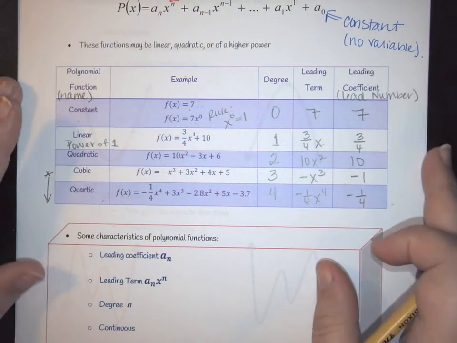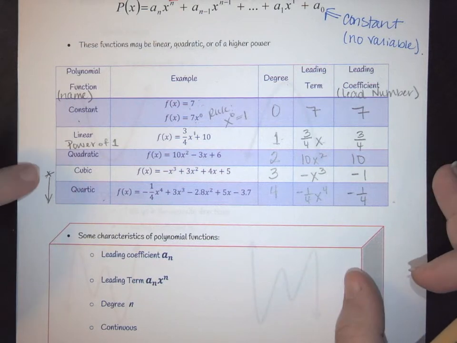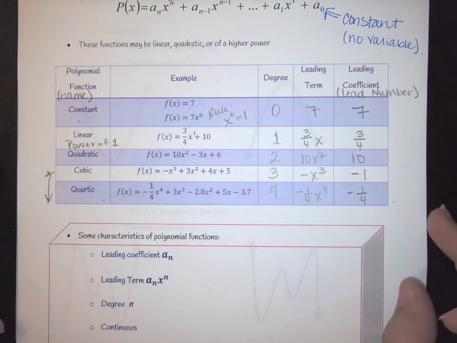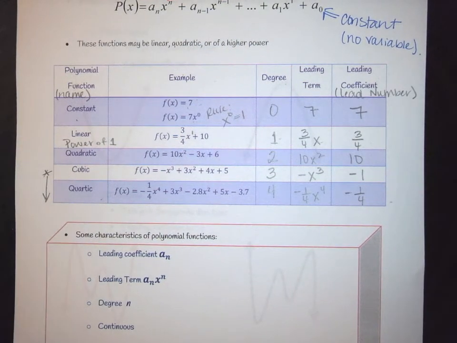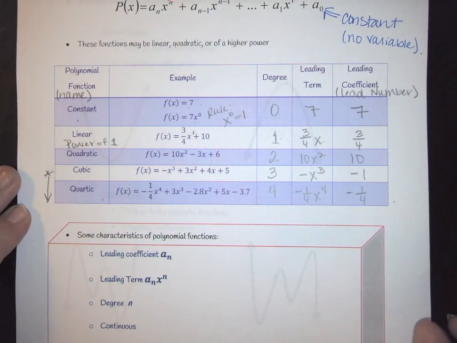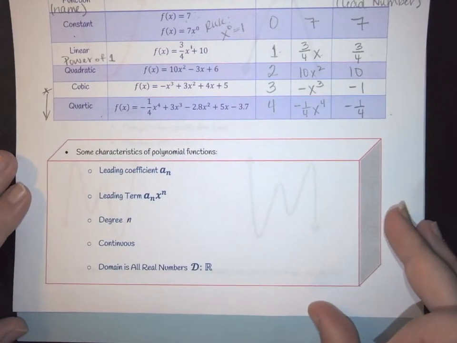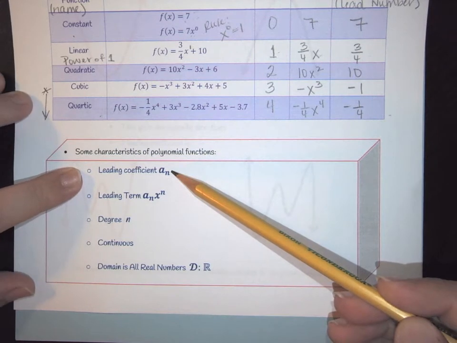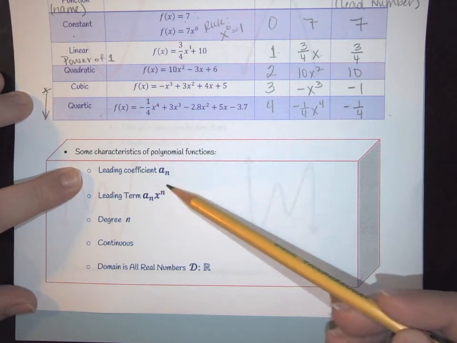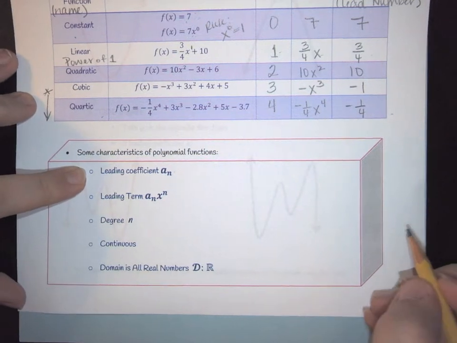And that's because in most algebra classes we stop at the quadratic. So cubic and higher is usually going to be our higher degree polynomials, and that's where we focus here in pre-cal. Now there's some characteristics that we have to pay attention to when talking about polynomials. So the first thing again is that we have that leading coefficient being the number in front of your highest degree term.